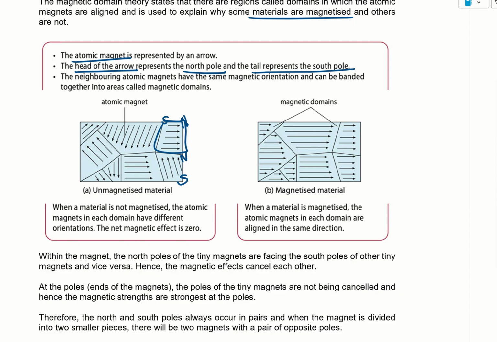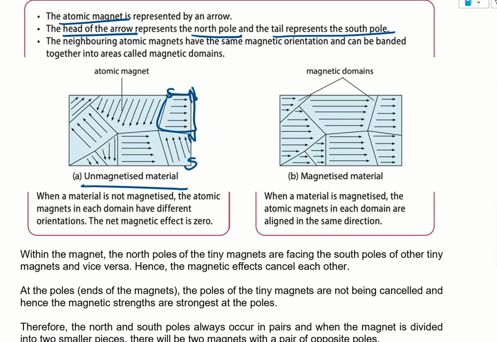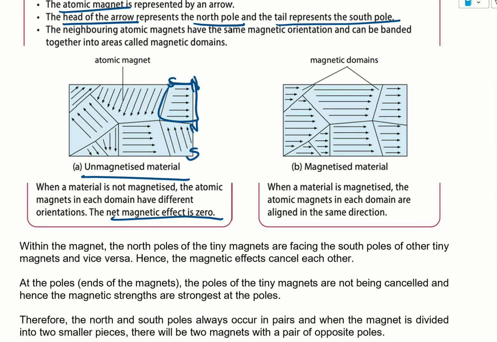So they are actually the net magnetic force, right? The net magnetic effect is 0, okay, because they all have different orientations. So I have north here, south here, I have north here, south here, right? They sort of cancel each other out, okay?